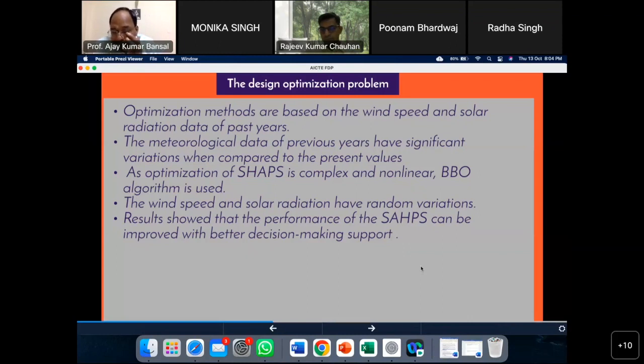I have designed a BBO algorithm for the optimization of the system. The wind speed and solar radiation have random variation in them. The results will show that the performance of the hybrid energy system can be improved with better decision making support when we use forecasted weather data as compared to the previous weather.